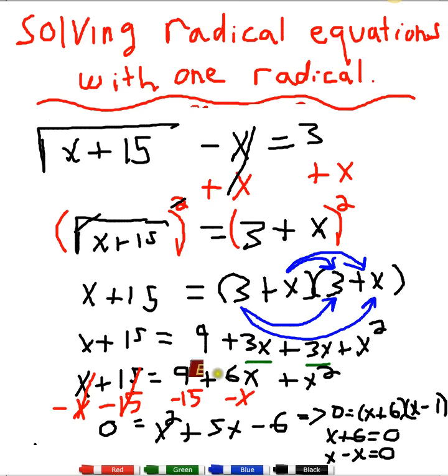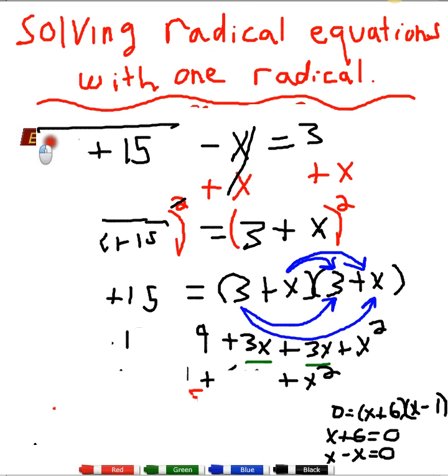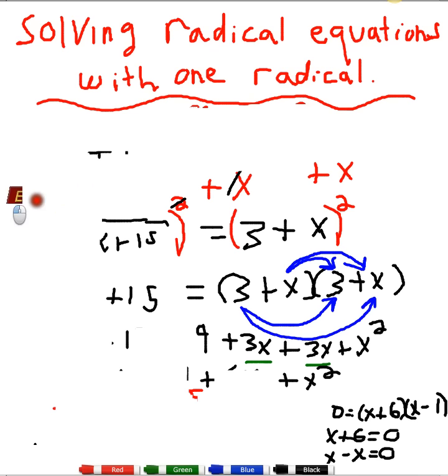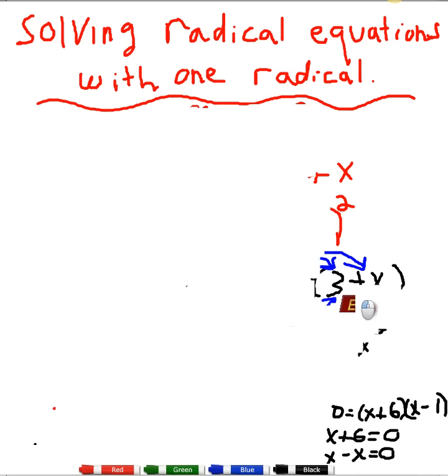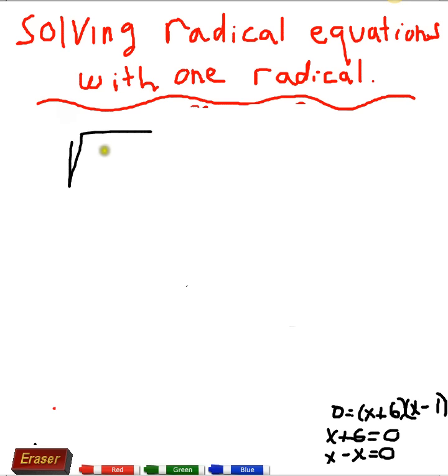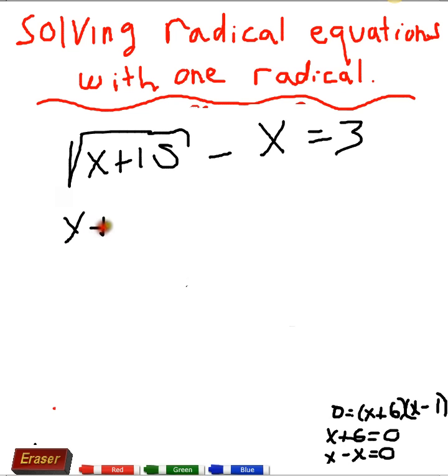So I'm going to erase some of our previous work just to make room. I'll rewrite the original equation. So our original equation is the square root of x plus 15 minus x is equal to 3. So we have this here, so I'll rewrite it. So we have x plus 6 equals 0. We have x minus 1 is equal to 0.